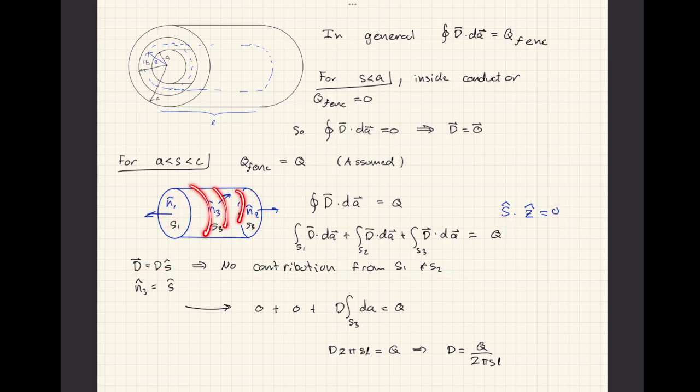The side of the cylinder points in the s hat direction, so our flux integral becomes D dot dA. D is constant, so I can pull it out of the integral, and I'm simply left with the integral of the surface, which is just the area of the outside, which is just 2 pi sL. Solving for D, I get D as Q over 2 pi sL.